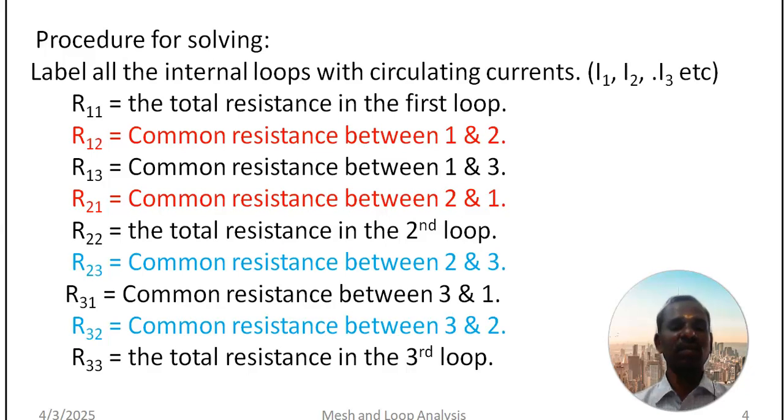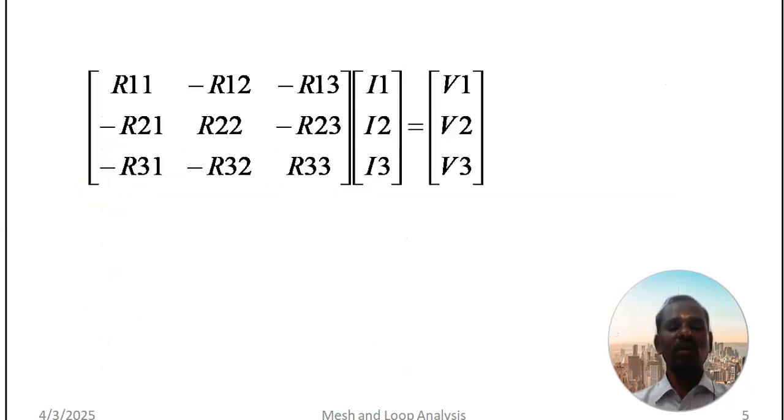Likewise, R31 is the resistance between third loop and first loop, which is very similar to your R13. Likewise, R32 is the common resistance between third loop and second loop, which is very similar to R23. Then R33 is the total resistance in the third loop. So you have to add the total resistance in the third loop.